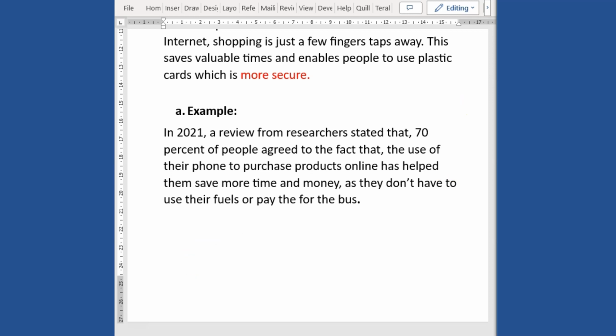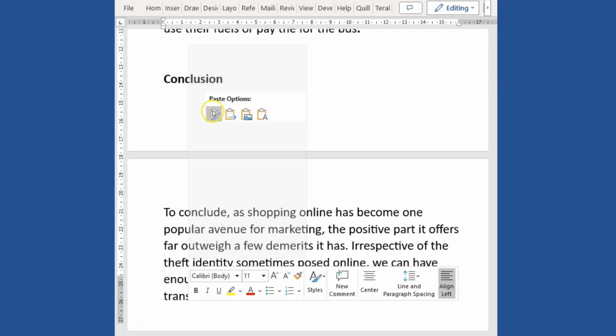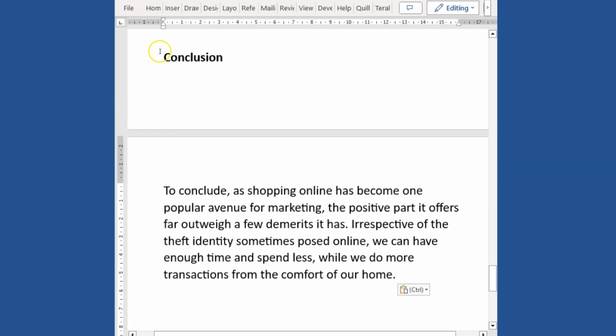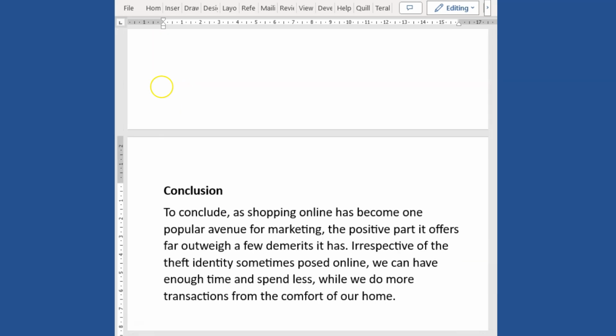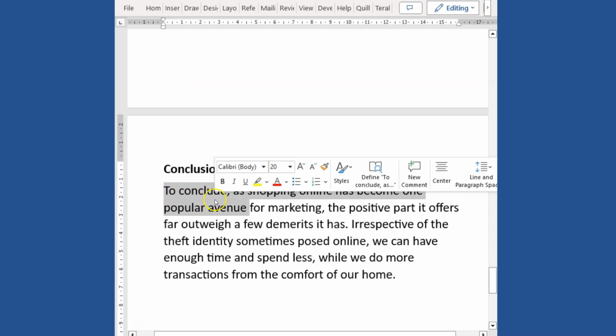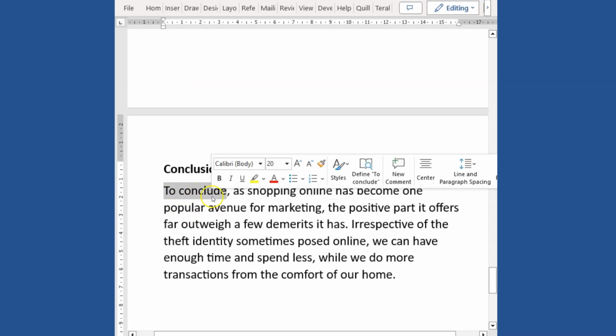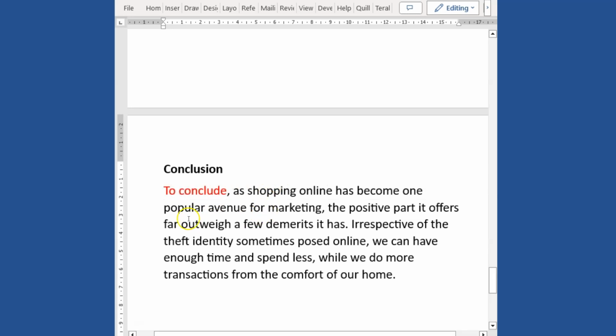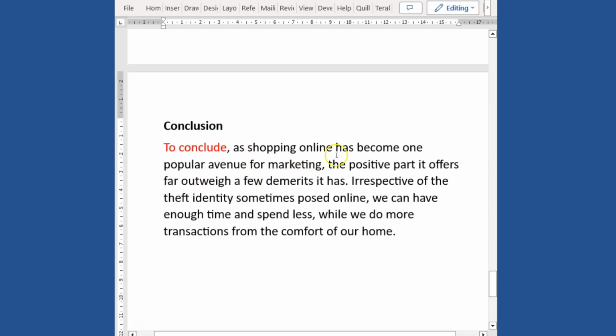So let's look at a conclusion. All right, so let's look at the conclusion now. As I always say, you can start with in conclusion or to conclude. So to conclude, as shopping online has become one popular avenue for marketing, the positive part it offers far outweighs the few demerits it has.